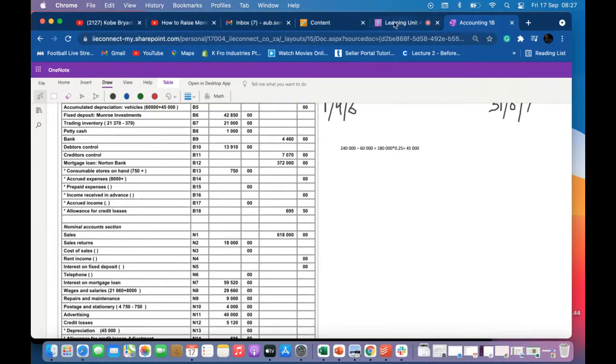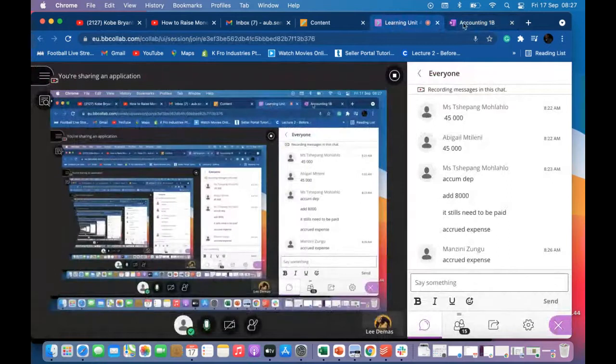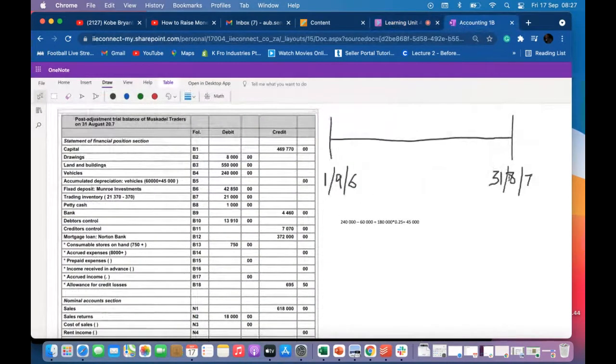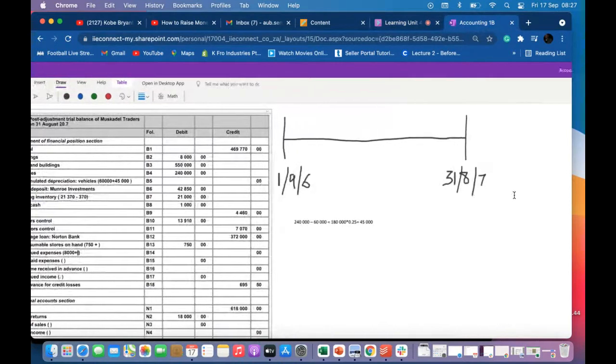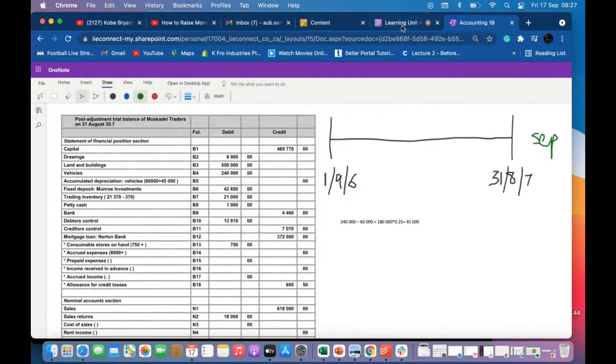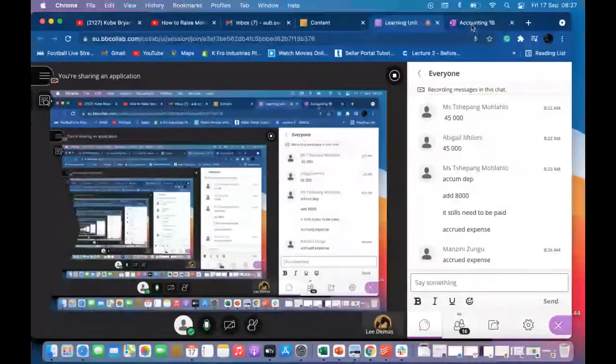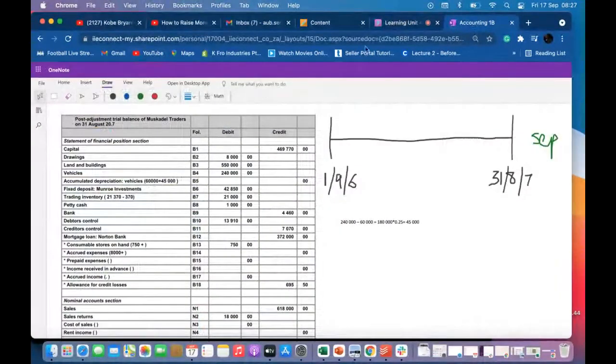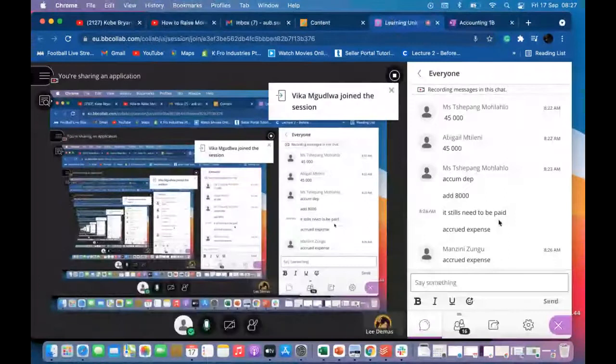Then telephone prepaid for September 2007, 1,800. Ooh, we have prepaid for September. Remember, what's our financial year? Our financial year ends in August. So we've gone on to pay for September. Okay, I'm just going to put SEP there. This is outside our financial period. So what must happen with this prepaid telephone? What do we need to do?